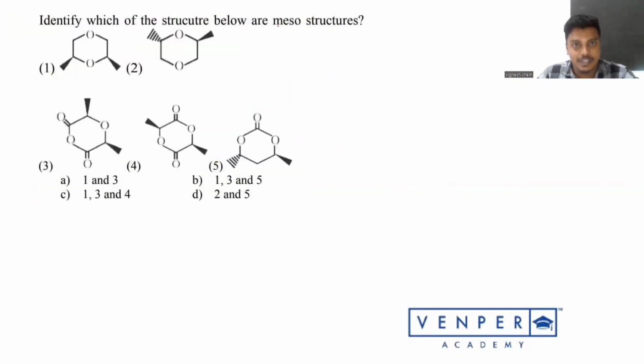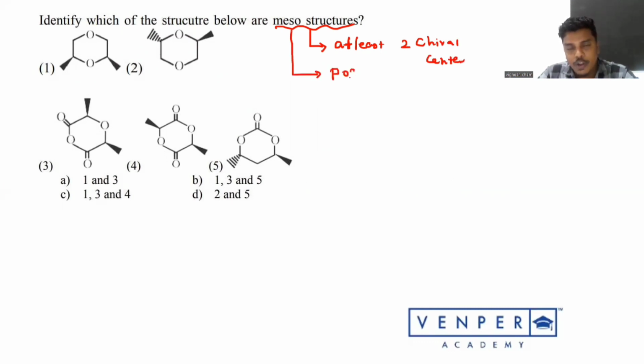Now this is a meso structure. Now what is a meso structure? Please note. Okay, the compound contains at least 2 chiral centers, at least 2 chiral centers, and the next point, okay, they contain what? A plane of symmetry. If a molecule contains 2 chiral centers and contains a plane of symmetry, they call it a meso compound. They call which compound? They call meso compounds, right?